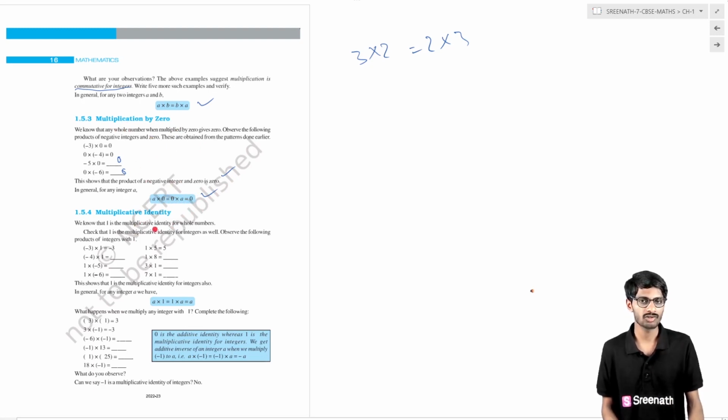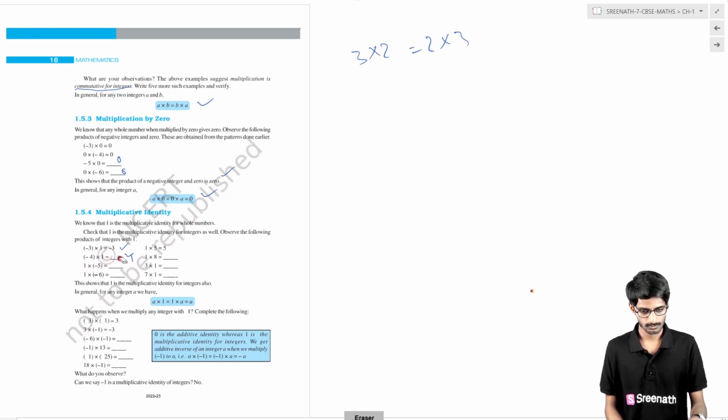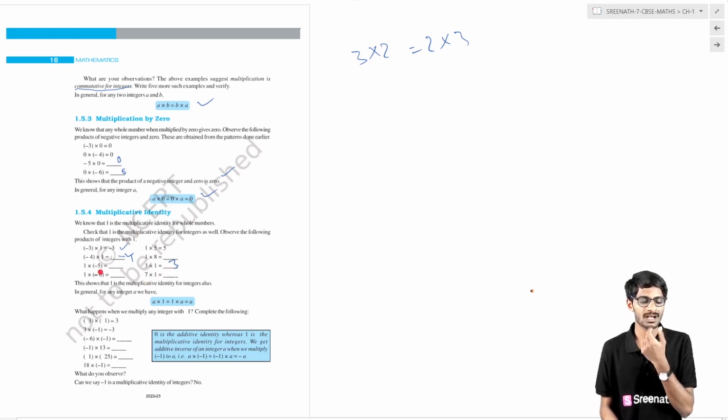Then the multiplicative identity. What is the multiplicative identity? Now we have done some examples. Minus 3 into 1 is minus 3. Minus 4 into 1 is minus 4. Here 3 into 1 is 3. So in all the examples, we have multiplied integers with 1, and the result is that same integer. So we call 1 the multiplicative identity.